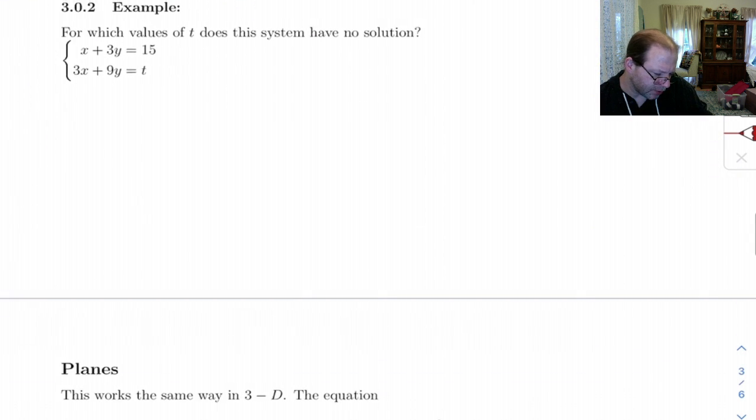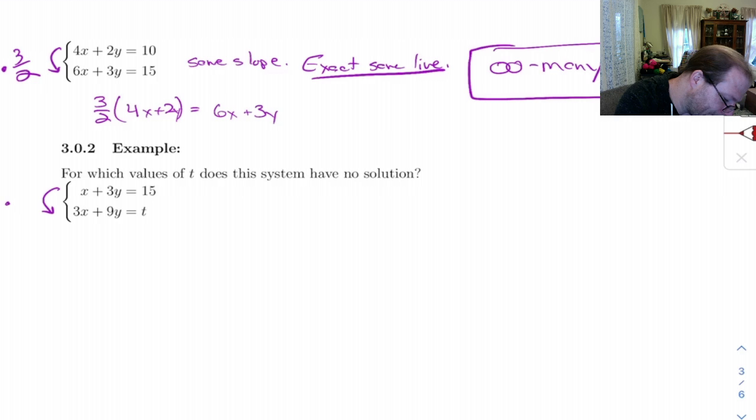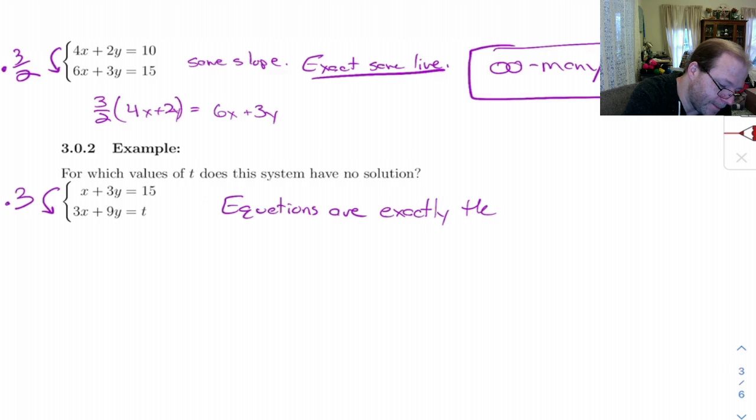Now, there's a couple more examples. Or no, actually, there's only one more example I want to look at here. For which values of t does this system have no solution? All right, if you look at this, if we go from the top to the bottom, we're multiplying by 3. So multiply by 3. So these equations are exactly the same when 15 times 3 equals t. So when t equals 45.